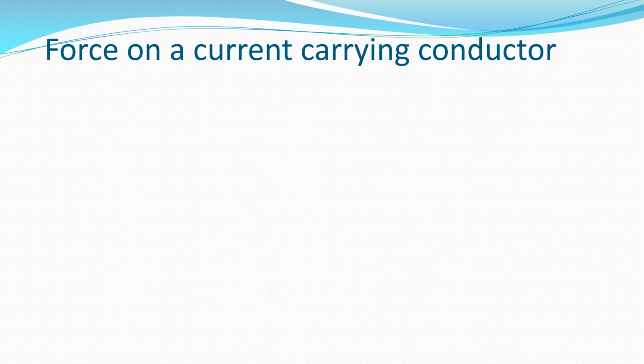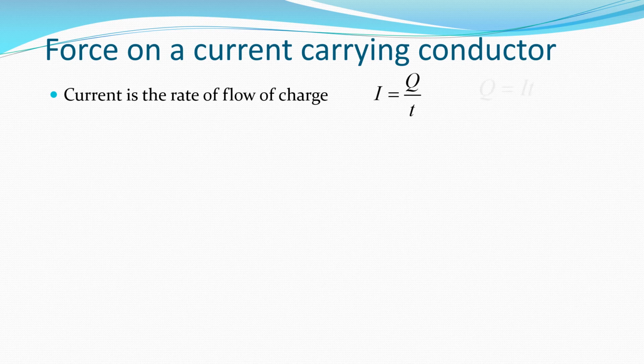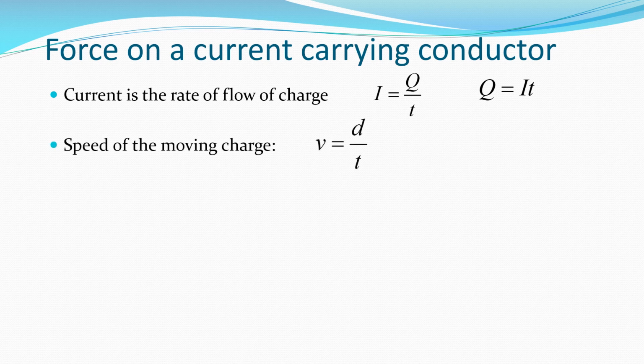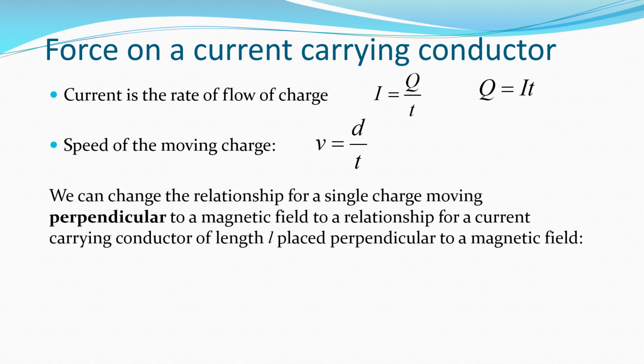Forces on a current-carrying conductor. So we know that current is the rate of flow of charge, and this is defined by the relationship I is equal to Q over t, or more commonly written as Q is equal to It. The charges within the conductor will be moving at a speed, and the speed we know is v is equal to d over t. In terms of a current-carrying conductor, such as a wire, d is going to be the length of the wire.